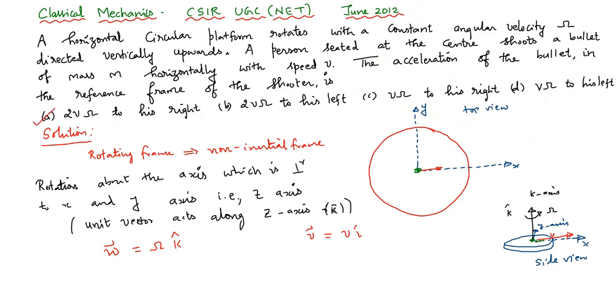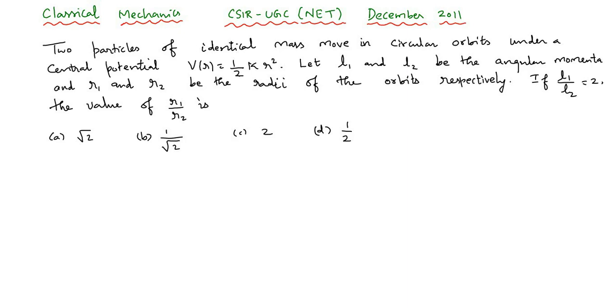So there is another classical mechanics problem asked in CSIR UGC NET December 2011. Two particles of identical mass move in circular orbits under a central potential V of r is equal to half k r square. Let L1 and L2 be the angular momenta and R1 and R2 be the radii of the orbits respectively. If L1 by L2 is equal to 2, then the value of R1 by R2 is... four options are given, we have to find out the correct one.